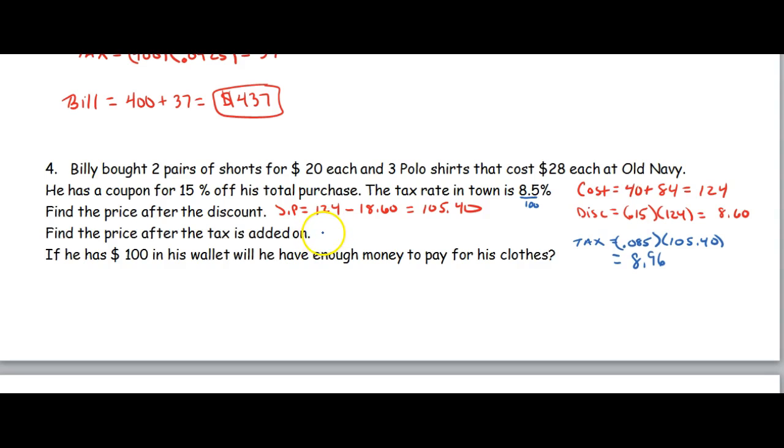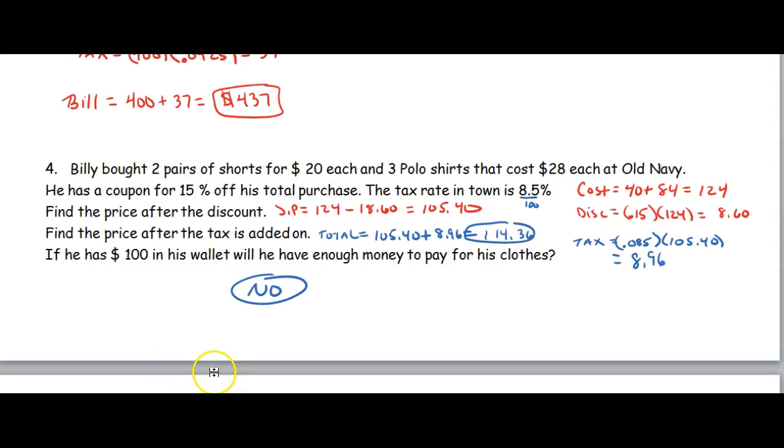So the price after taxes have been added on would be, we're going to put a total cost of the $105.40 plus the $8.96 in tax for a total of $114.36. Now, if you think about it, he has $100 in his wallet. Will he have enough money to pay for his clothes? Well, as you clearly can see, his total cost would be $114.36. Will $100 be enough?